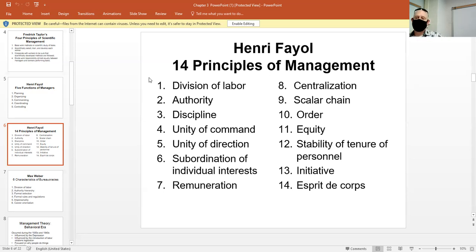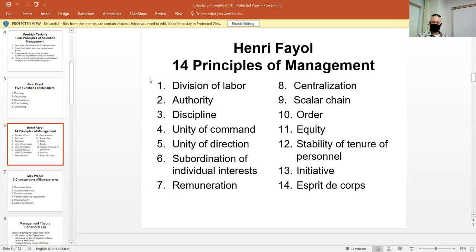Stability of tenure of personnel. You want your people to feel like if they do a good job, they are in a good position to keep their position or even move up. They need to feel like they're not constantly under threat of losing their job.